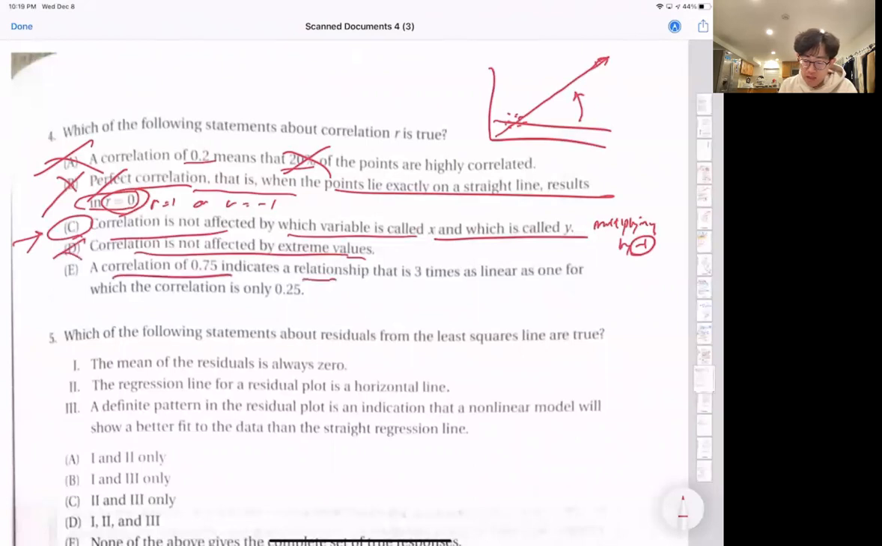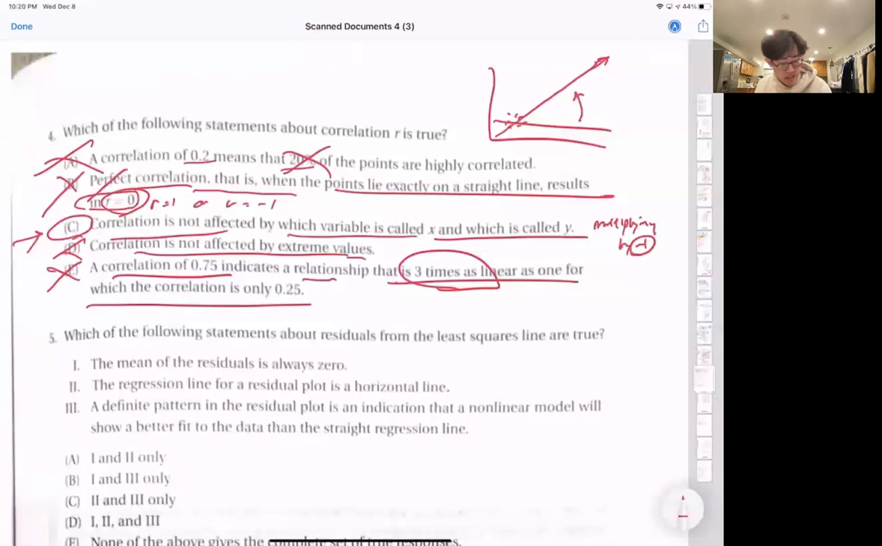Correlation of 0.75 indicates that it's 3 times as linear. We are not measuring correlation in terms of quantitative measurement. Rather, it's just an indicator as to how good a fit is. As one with the correlation, it doesn't mean it's 3 times better. It's just better, but it's not 3 times better. The correct answer here should be C.